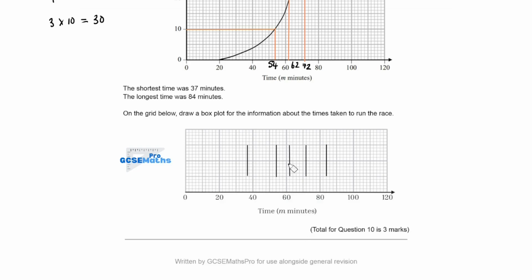Now obviously I'm going to create a box with the middle 3, like so, and then I'm going to join the other 2 on the outside through the middle. So something a little bit like that, and that will give you 3 marks.